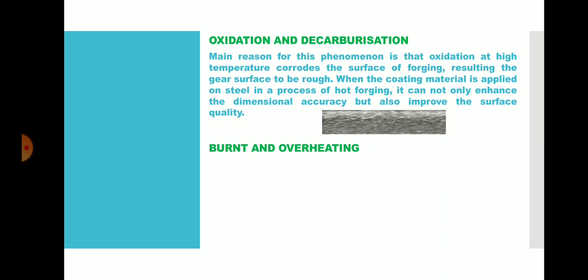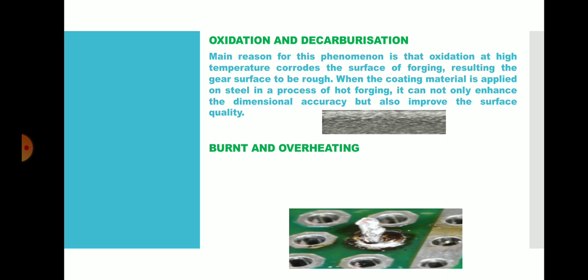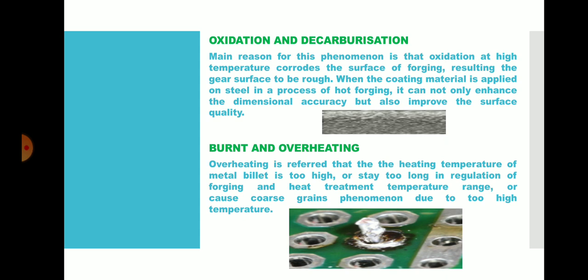Burnt and overheating. As shown in the figure, there will be a black burnout on the forging products. Overheating refers to the heating temperature of the metal billet being too high. So when we apply a metal temperature more than required, for too long a time, this type of defect occurs. Heat treatment temperature range or coarse grain phenomena appear due to high temperature. So these are the effects of burnt and overheating.